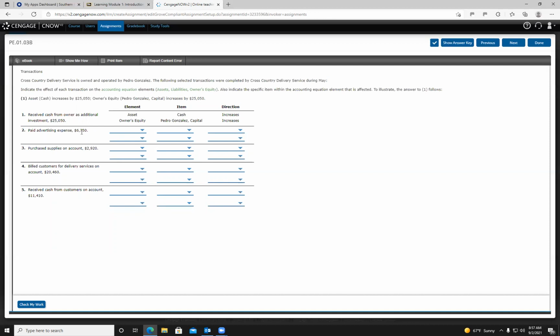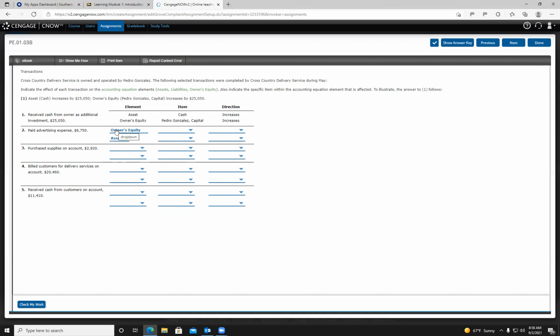The next one is saying that it paid an advertising expense. So the first thing we're going to look at is, okay, it's an expense. Expense we know affects owner's equity. So we're going to select owner's equity. It's not being paid on account, okay, so it's not affecting liability. It's affecting owner's equity. And since it's not being paid on account and it's not affecting liability, then it is going to be affecting asset.